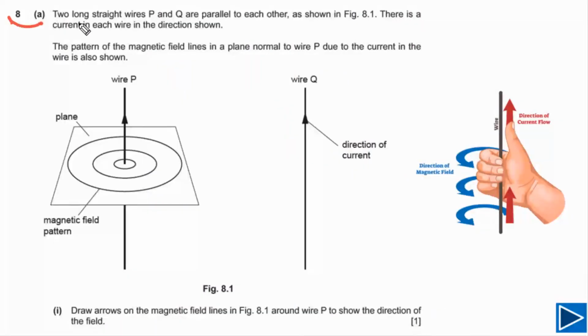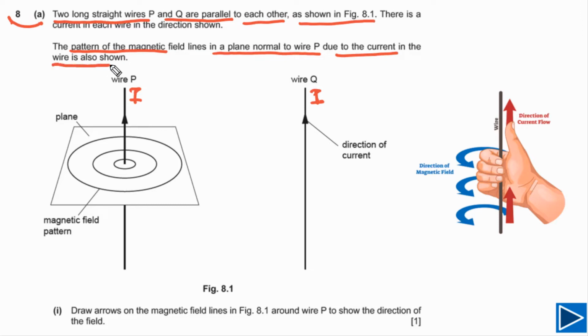For question number 8, we are given two long straight wires P and Q, parallel to each other as shown in figure 8.1, and the direction of current in each wire is also given. So this is the direction of current. The pattern of the magnetic field lines in a plane normal to wire P due to current in the wire is also shown. For part A1, we need to draw arrows on the magnetic field lines in figure 8.1 around wire P to show the direction of the field.